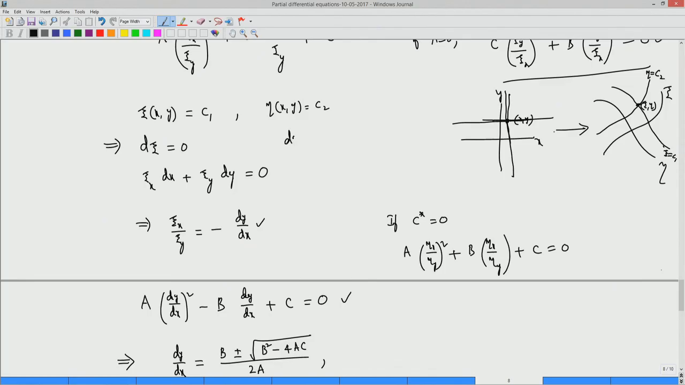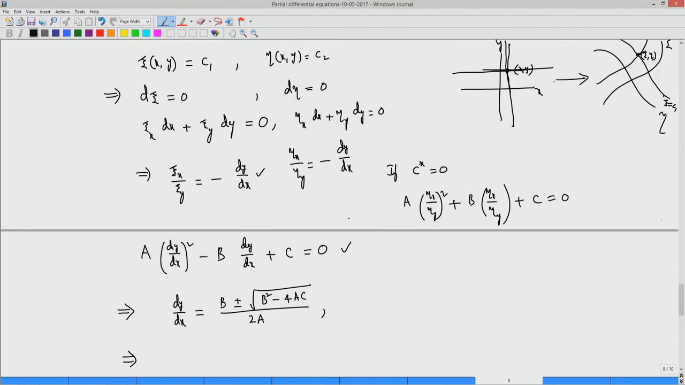Again you have the same thing, d eta equal to 0, the total derivative. That means eta x dx plus eta y dy equal to 0. So what does it mean? This implies eta x by eta y is minus dy by dx. If you substitute here, you finally get the same thing. So in both the cases, when you substitute this here, what you get is this only.